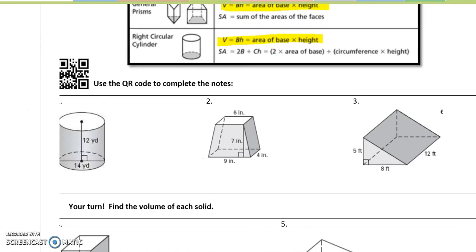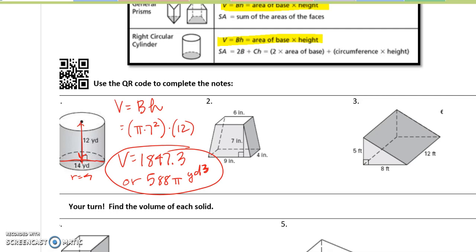First, we have our cylinder. Let's start with our formula: V equals area of the base times the height. I could do these separately or do them here. The area of the base, if my diameter is 14, r equals 7. So that's pi times 7 squared. And the height of the whole cylinder is 12. I'm just going to plug this in my calculator. 1047.3, or if we leave it in exact form, it would be 588 pi. And this is yards cubed.